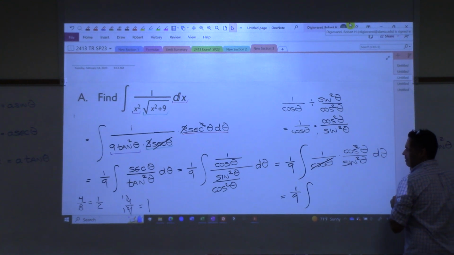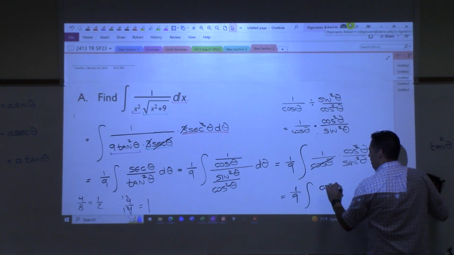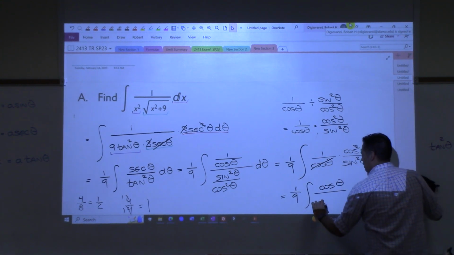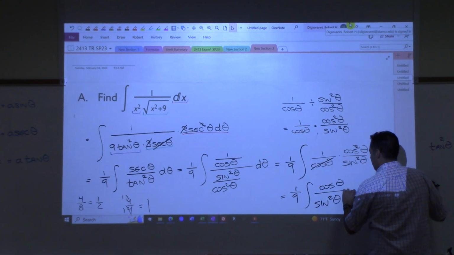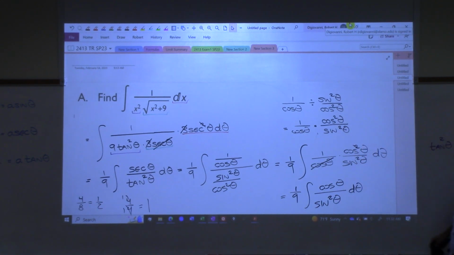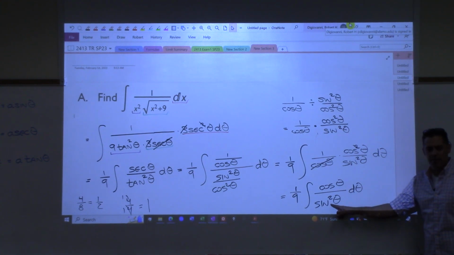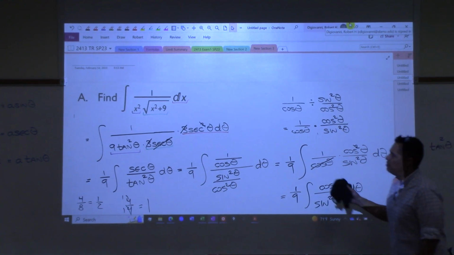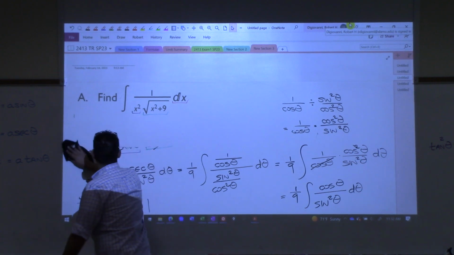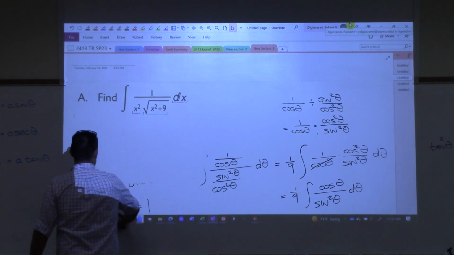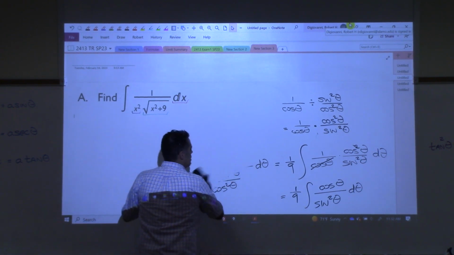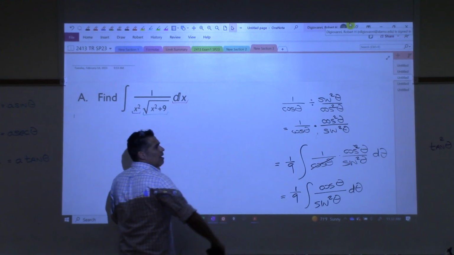Reducing, we get cosine theta over sine squared theta. Nothing else reduces. Now it's a basic U sub. U would be sine, and the derivative of that would be cosine. It's all right here, so I'm going to do a basic U sub now. You can also write it as cotangent, cosecant. Take the derivative.